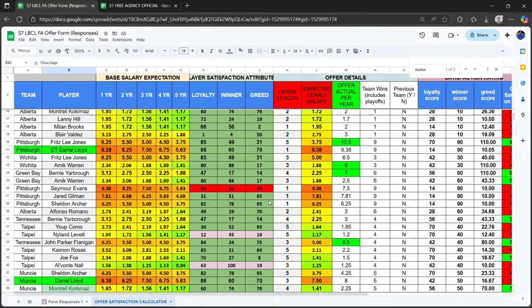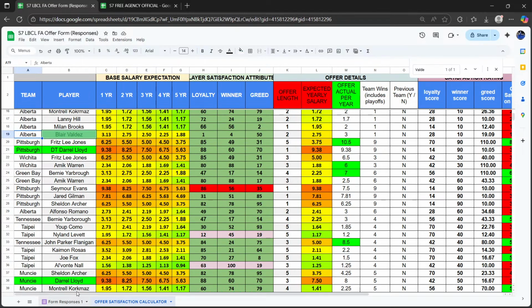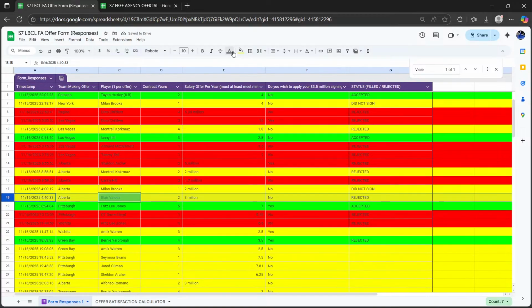I think Blair Valdez, Alberta. Sorry, Cleb, but Valdez doesn't want to sign with you either. 50 greed, they don't really care about going to a winning team so much. They don't really care about a long contract. They do care about money. Bottom line there is that you didn't offer enough to make up for having to play for Alberta. So that is a rejected. Don't worry, Alberta's going to come through in round two. I just know it.